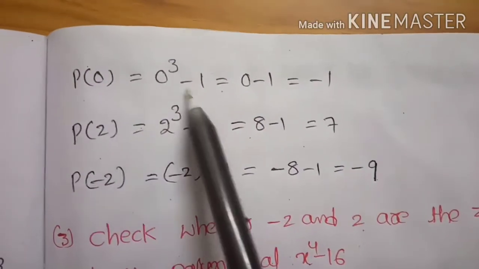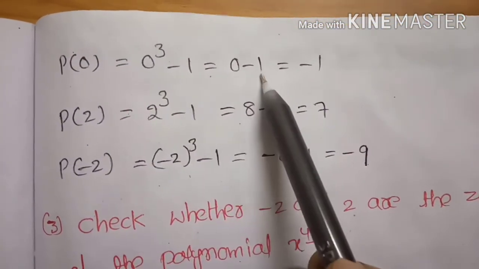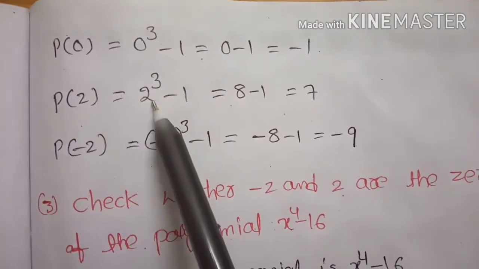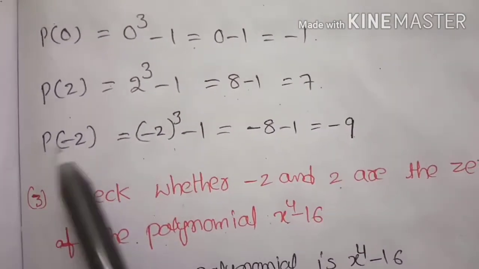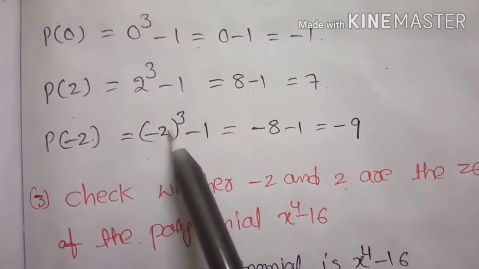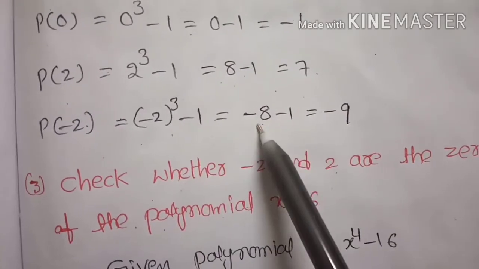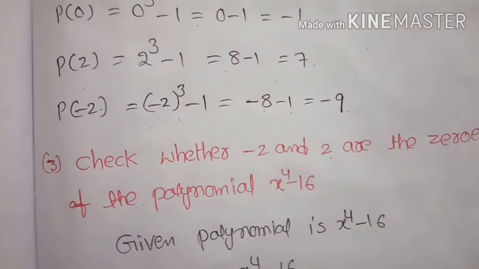Okay, next p of 0, that is equal to 0 cube minus 1. 0 cube means 0. 0 minus 1, that is equal to minus 1. Next one, p of 2, that is equal to 2 cube. 2 cube means 8. 8 minus 1, 7. Next p of minus 2. Minus 2 whole cube means minus 8. Minus 8 minus 1, minus 9. These are the values of p of t.